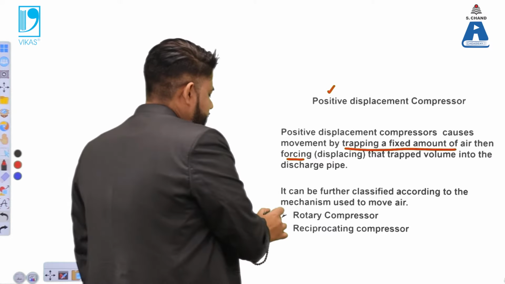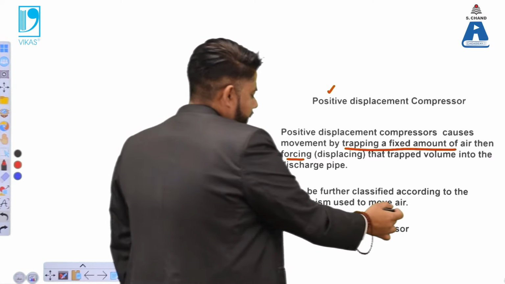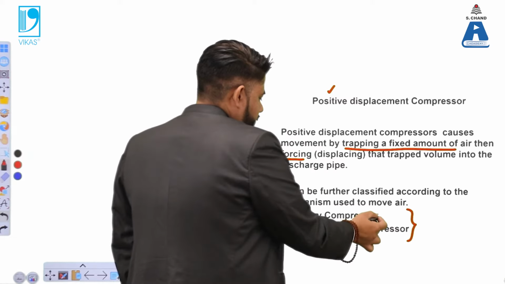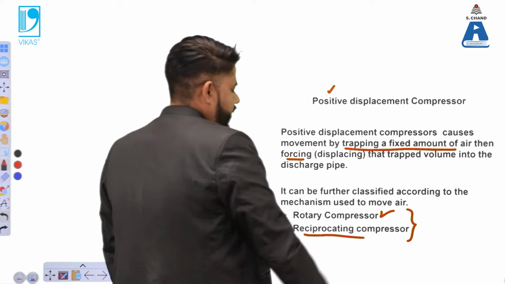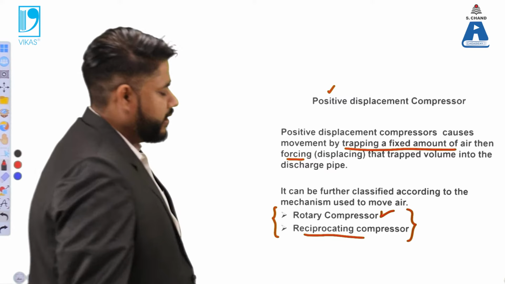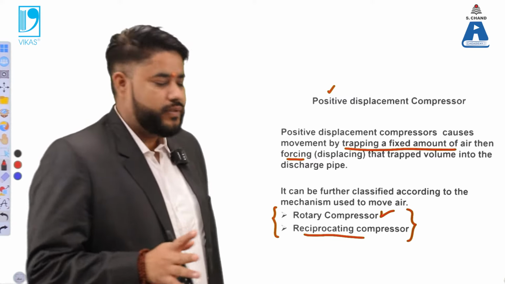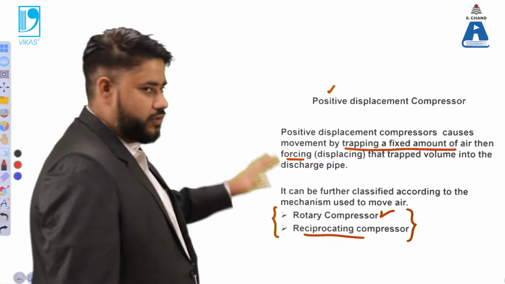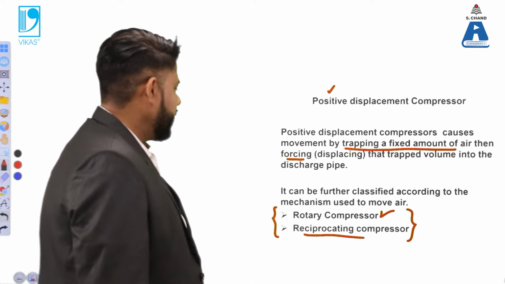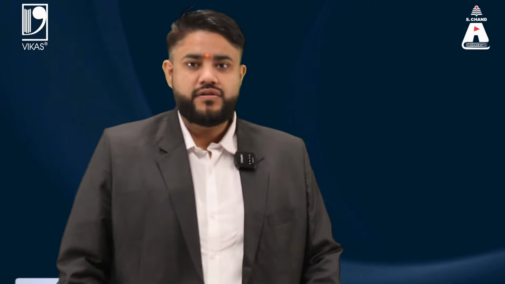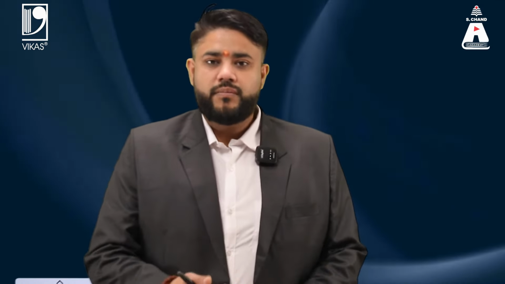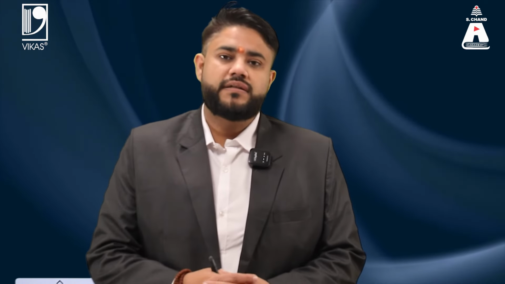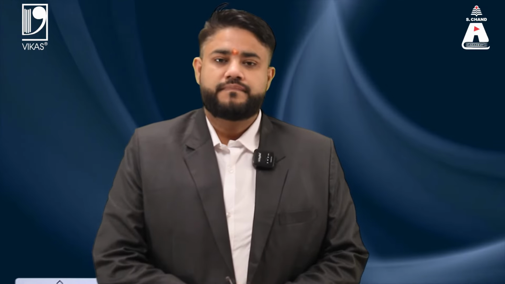So the categorization basically consists of two categories, one which is the rotary compressor, and the second one is the reciprocating compressor. So these are the two categories in which we are particularly interested, to note down the particular aspects of these two categorizations. So we stop here for a short break. After coming back from the break, we will learn the details of rotary compressors and reciprocating compressors.